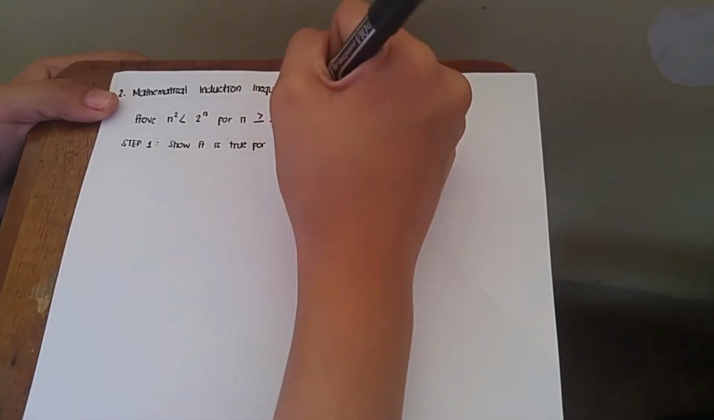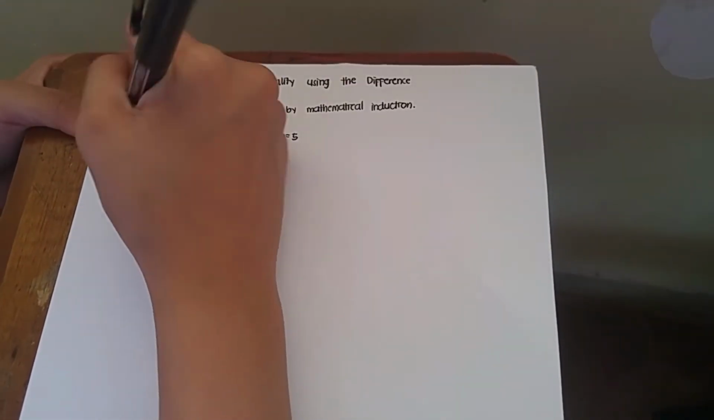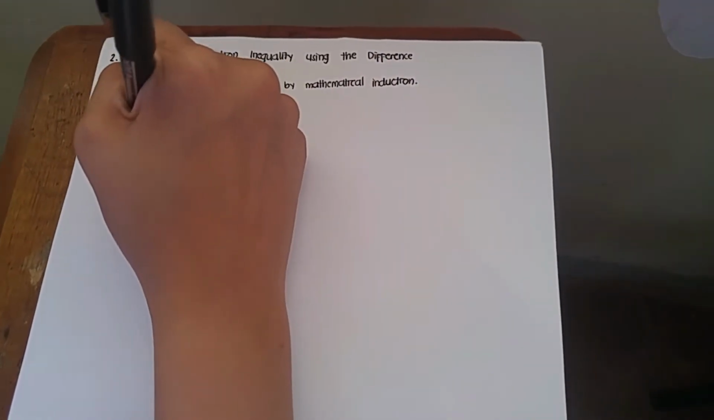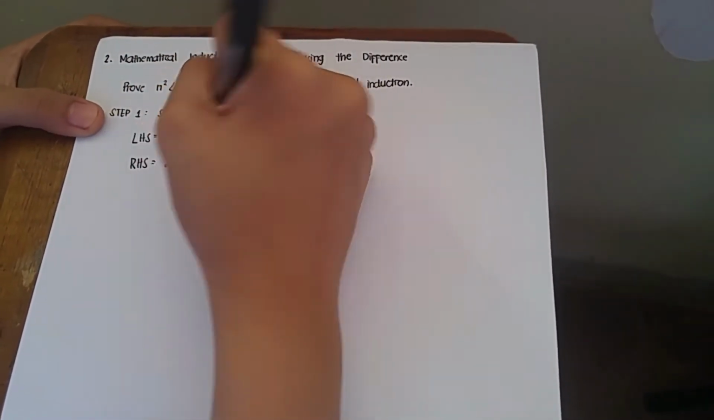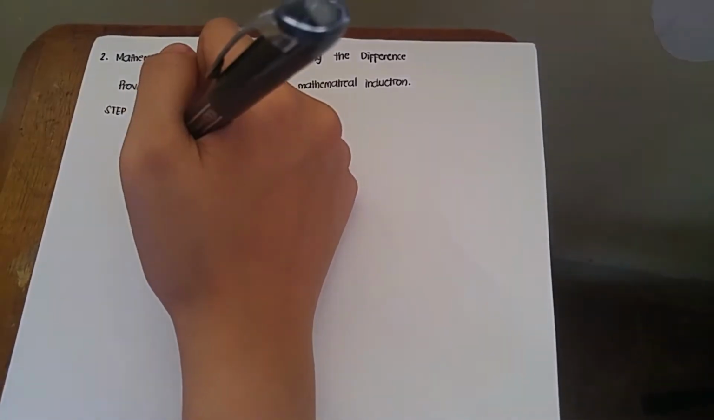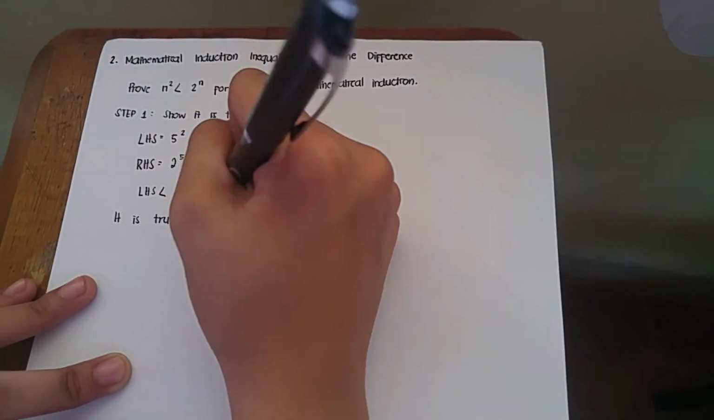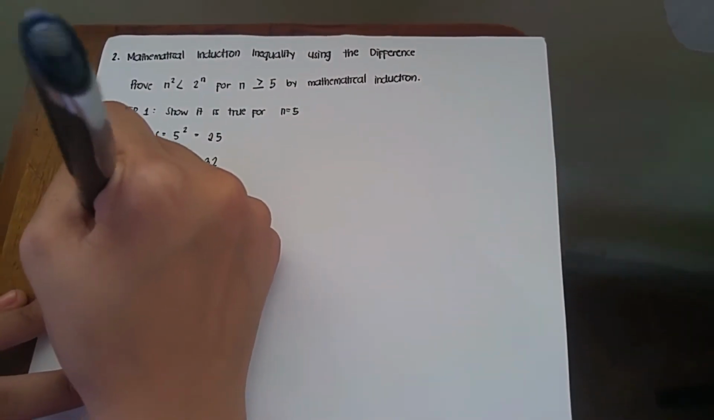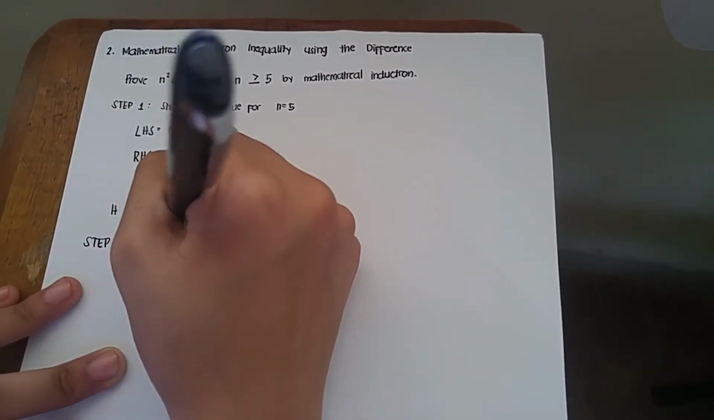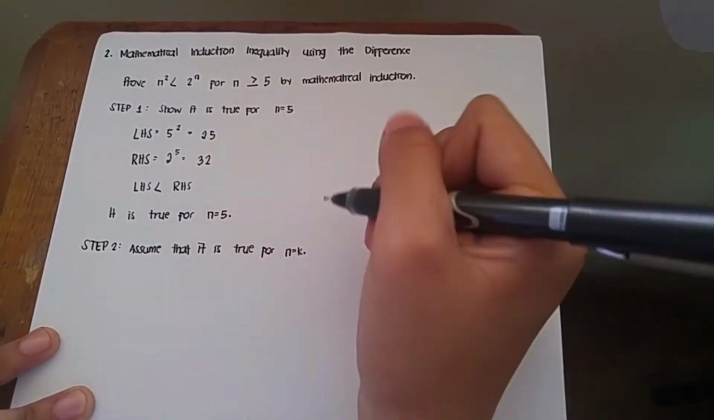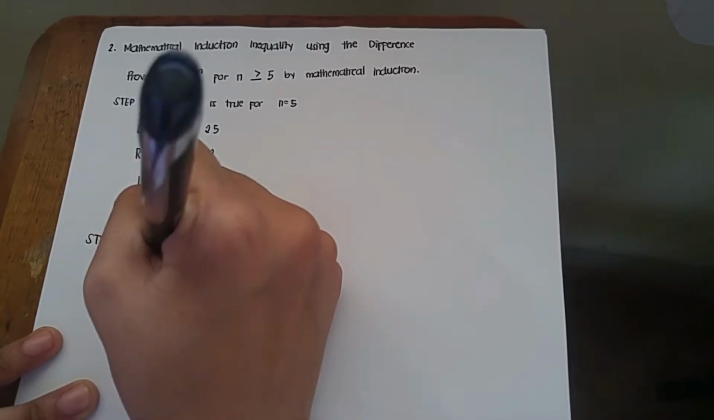Step 1. Show it is true for n equals 5. Left hand side is equal to 5 squared, which is equal to 25. Right hand side is equal to 2 raised to 5, which is equal to 32. Left hand side is less than right hand side. It is true for n equals 5. Step 2. Assume that it is true for n equals k. That is, k squared is less than 2 raised to k.